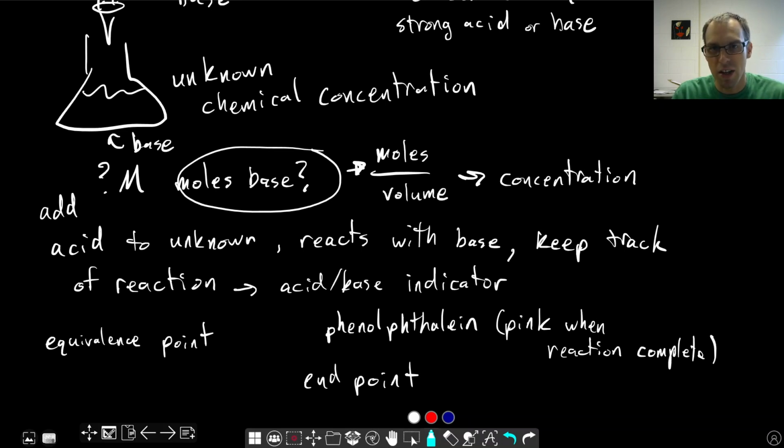So this is a general conceptual overview of titrations. In the next video, we're going to look at an example of how do we actually calculate concentrations given some data.